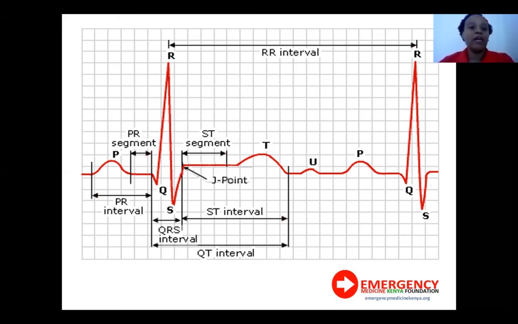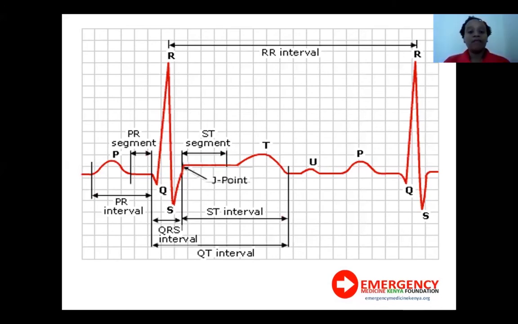Then we look at our QRS complex. This is whereby the ventricles are contracting, and you can see it's actually a complex. It is that because the ventricles are big. The muscles of the ventricles are big, so when they contract, they're able to give us a complex. They're able to show us how they are contracting.